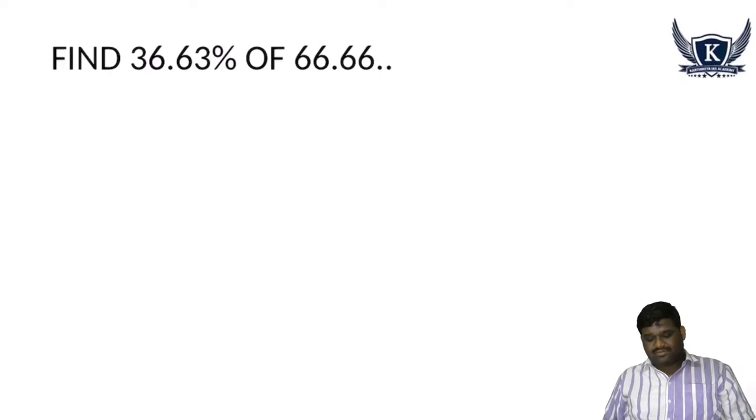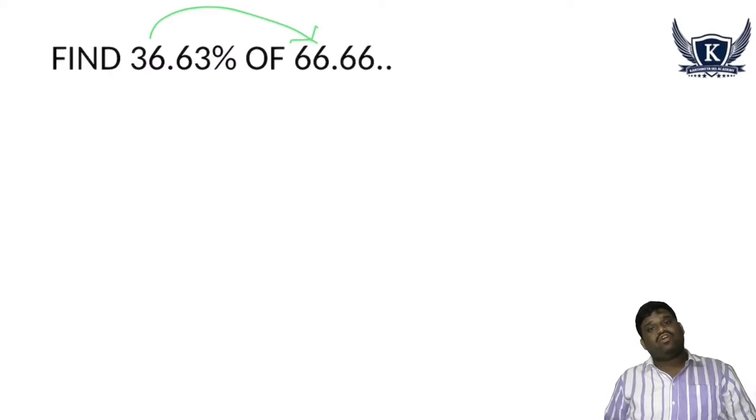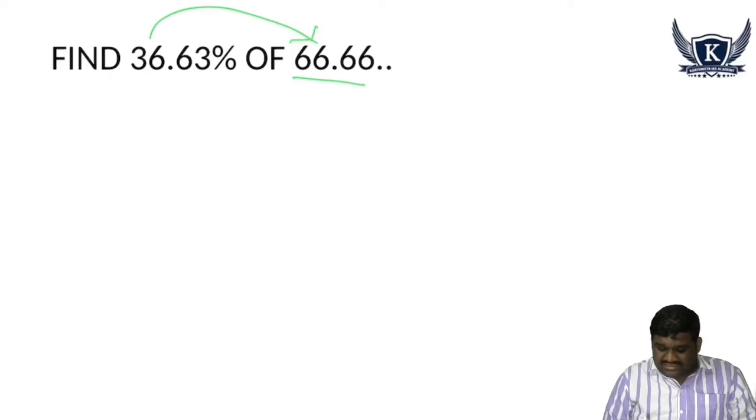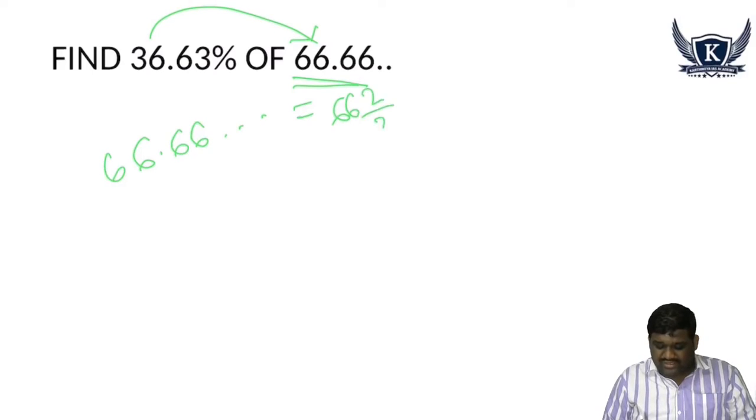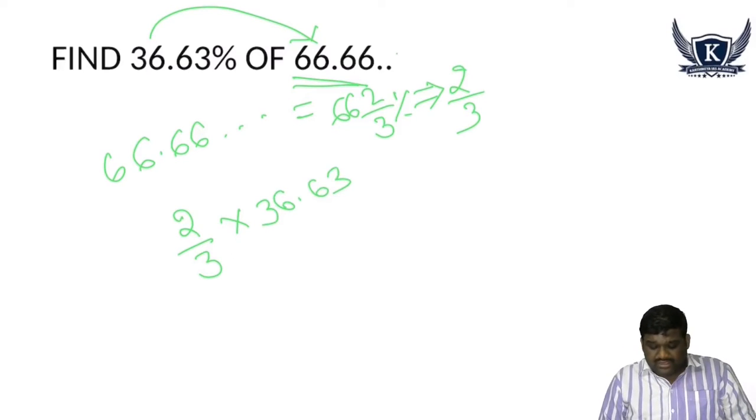36.63% of 66.6666 and so on. So this cannot be solved by using our method, directly taking this to this. This should be solved in a reverse way. So as I discussed earlier, 66.666 is nothing but 66 2 by 3, which is nothing but 2 by 3. So this can be taken as 2 by 3 into 36.63. How, sir? See, this is nothing but x% of y. This can be taken as y% of x.